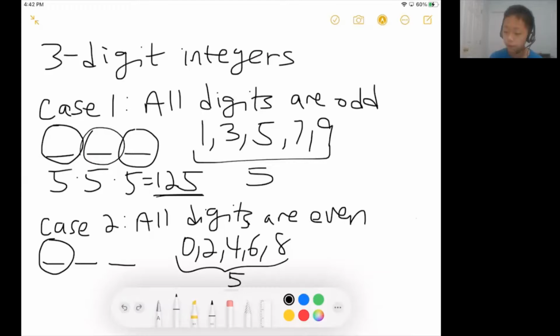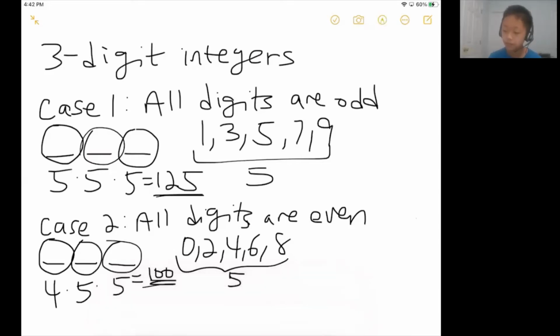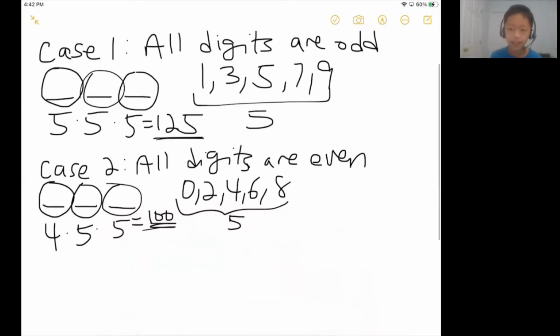So that tells us there are only 4 possibilities for the first one. It can be 2, 4, 6, or 8. But the last 2 digits both have 5 choices, because now 0 is permitted. You're allowed to use 0 since it's not the leading digit anymore. So in this case, you would have 4 times 5 times 5, which is going to be 100 possibilities. And that's all the cases that we have to consider.